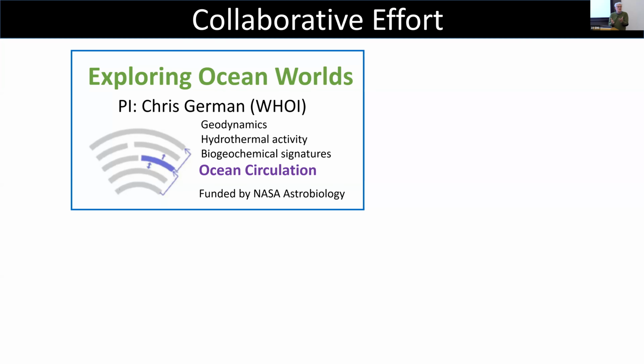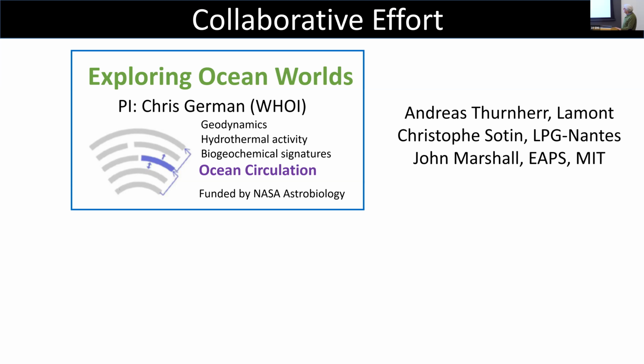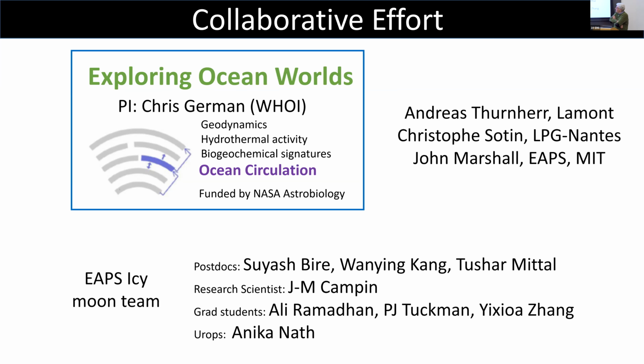Of course, as you probably know, that's a source of life which is probably distinct from the photosynthetic life at the surface of Earth's ocean. So in the ocean circulation project, I'm collaborating with Andreas Thurner from Lamont at Columbia University, Christophe Sotin, who used to be at JPL and has now gone home to France, myself, and there's a kind of EAPS icy moon team. Many of the calculations I'm going to show you today were carried out by Suyash Bire, who's a postdoc working with us. Wang Ying Kang was a postdoc, but now is an assistant professor here in EAPS.